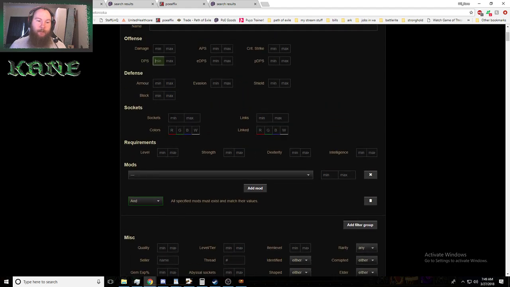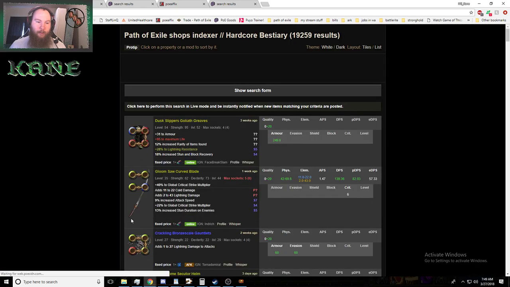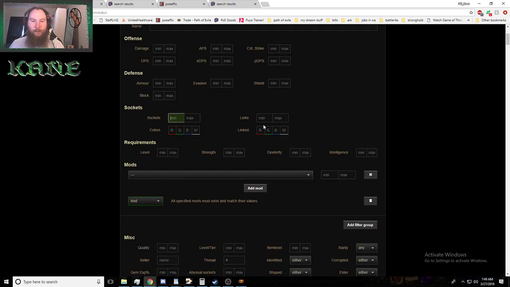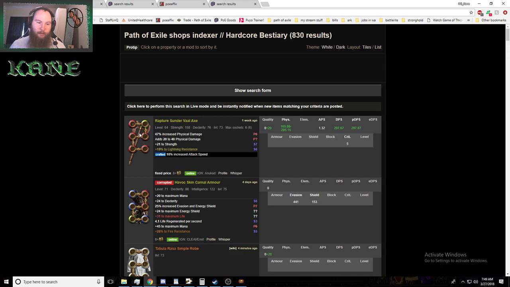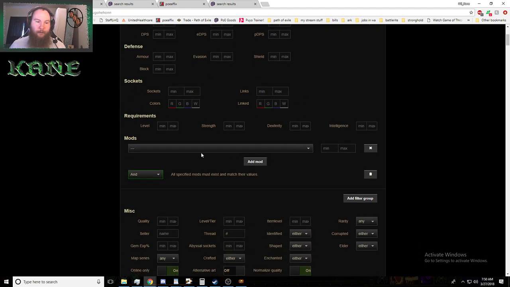Moving down here, you can get the different sockets, min and max amount of sockets you want. If you want an item to have at least 4 sockets, now all these items will have at least 4 sockets. If you want it to be a minimum of a 6 link, for example, same thing here. Now all these items are 6 link. And then you can pick the different colors as well. Pretty standard and straightforward as far as that goes.